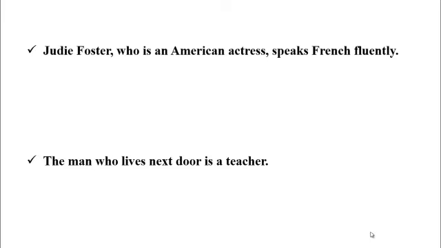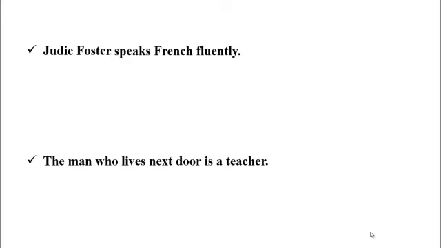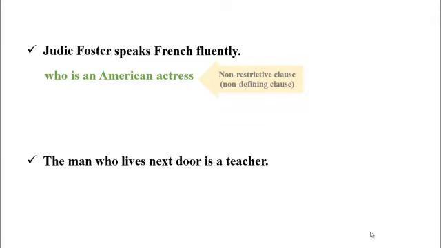Let's start with the first sentence. Judy Foster, who is an American actress, speaks French fluently. Do you think it is okay to say Judy Foster speaks French fluently? Yes, it is. Why? Because who is an American actress is just extra information about Judy Foster. Judy Foster is a definite noun. It doesn't need any other word to define it. Such kinds of clauses in English are called non-restrictive clauses or non-defining clauses.